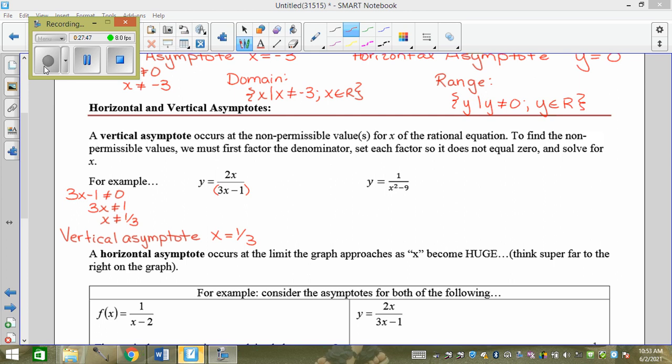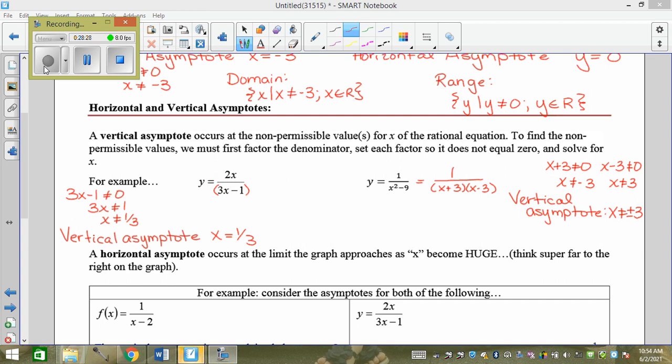Now, if I take the second one, I'm actually going to have to factor it. So I'm going to get 1 over (x plus 3)(x minus 3), because it's a difference of squares. Then I go off to the side and say x plus 3 cannot equal 0, x minus 3 cannot equal 0. So we're literally doing rationals. x cannot equal negative 3, x cannot equal 3. So my vertical asymptotes are x equals plus or minus 3. So there's 2 of them. We'll type that one in and see what it looks like in a second.